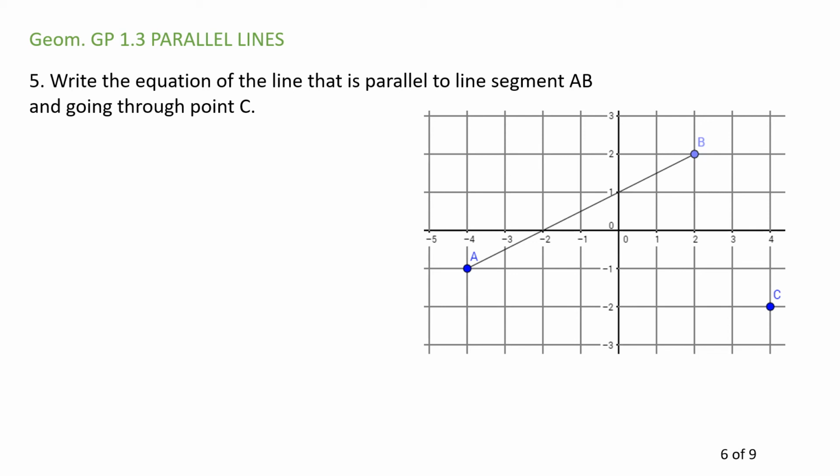This one might be a little bit easier. Write the equation of a line parallel to the line segment AB through the point C. The first thing I need to do is figure out the point C. Well, it is 4, -2. Next thing I need to do is find the slope. I need a slope, and I need a point.